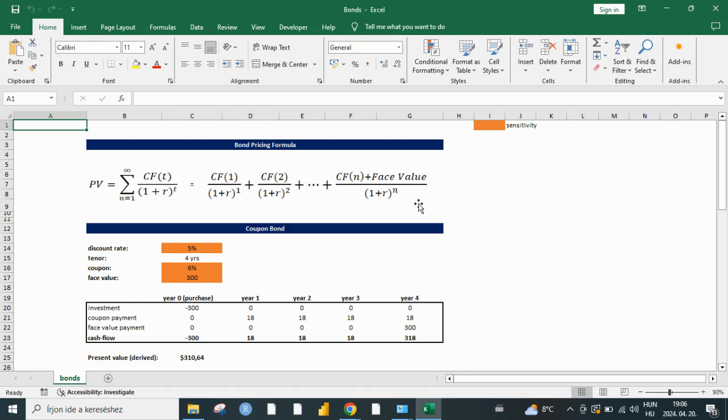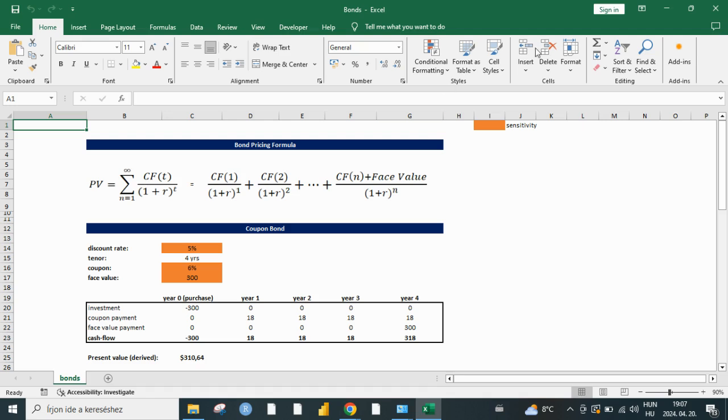And why do we do this? Well, if you want to compute the price of the bond or the value of the bond for today based on the future cash flows and the face value payment, then you will have to discount back these cash flows with the expected rate of return of the bond. So in this case, you will get the present value, which is PV in this formula of the bond.